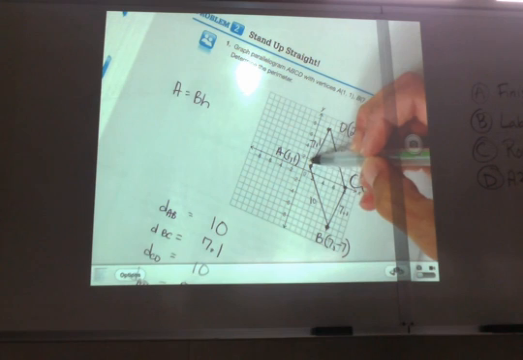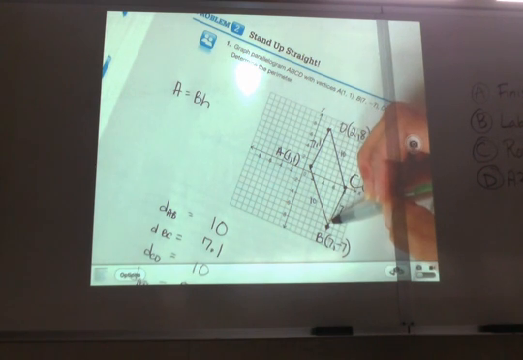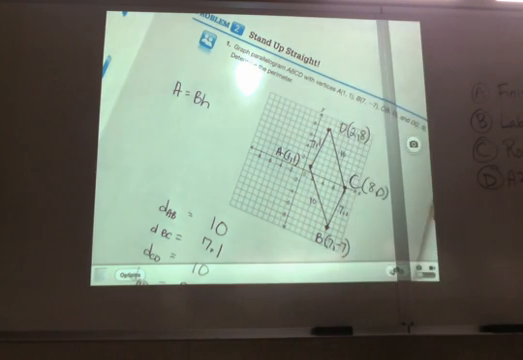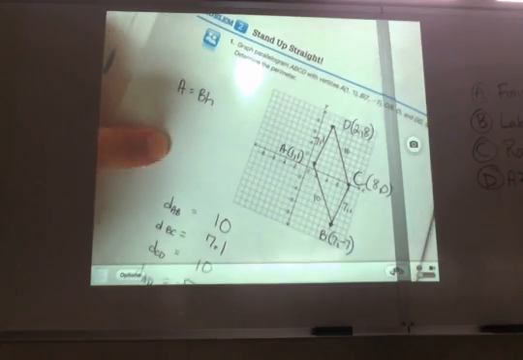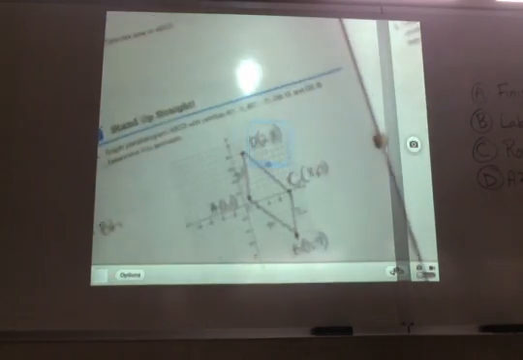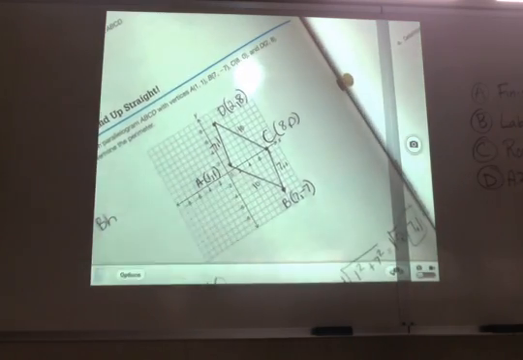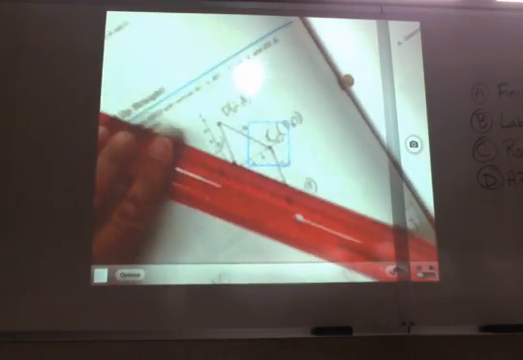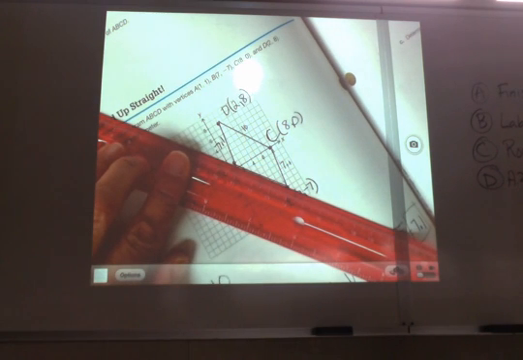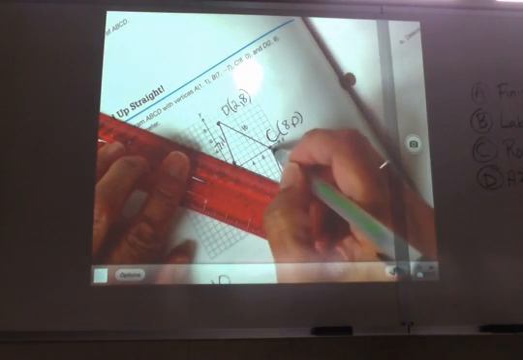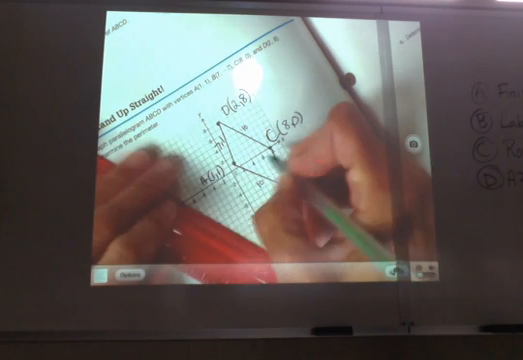We can pick the 10 to be our base, or we can pick the 7.1 to be our base. Either way, we're going to have to figure out a height. Let's pick 10 as the base. Let's turn our parallelogram sideways so it roughly looks like this is the bottom. We need to go from this corner straight down.